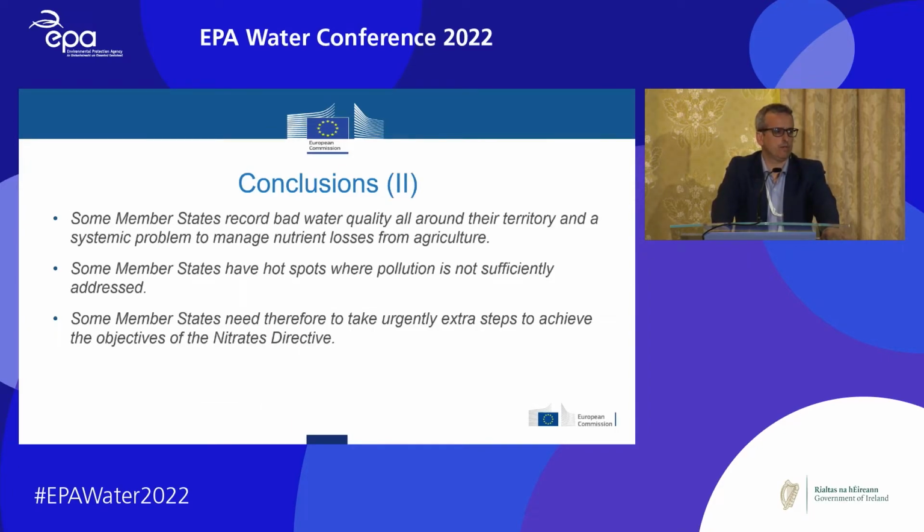Some member states also, there is a list, but not listed here, of member states which need to better manage nutrient losses from agriculture, because they have reported pollution in an important number of monitoring stations. And also there is a list of member states where pollution in hotspots is not sufficiently addressed. So this involves the third point, which is the consequence that these member states need to urgently address and take the necessary measures within the action programs to achieve this objective of the Nitrates Directive.